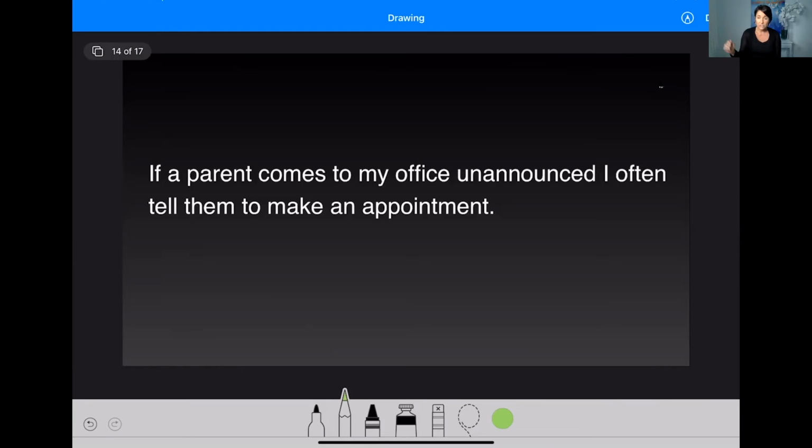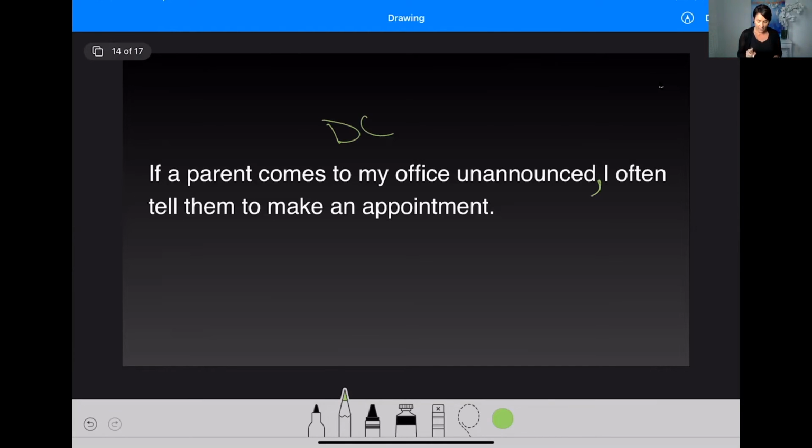Okay, first of all, we have a run-on sentence. There's no punctuation here, and we have a dependent clause here. If a parent comes to my office unannounced, yeah, what? You can't just put a period there and walk away. You have to have the independent clause to attach to it. So we need a comma there. If a parent comes to my office unannounced, I often tell them to make an appointment.